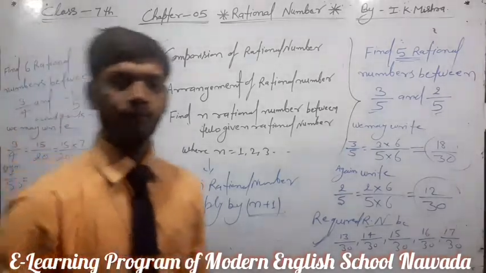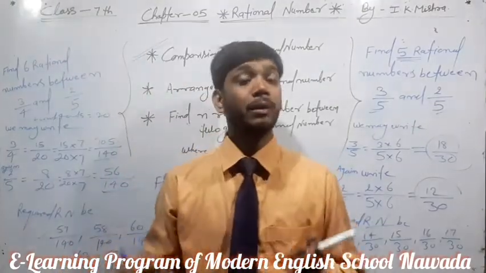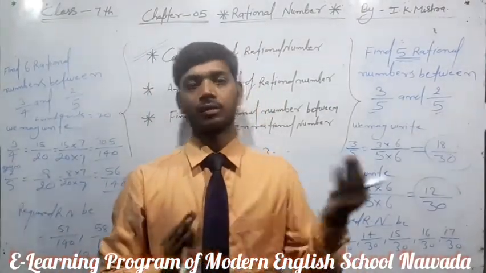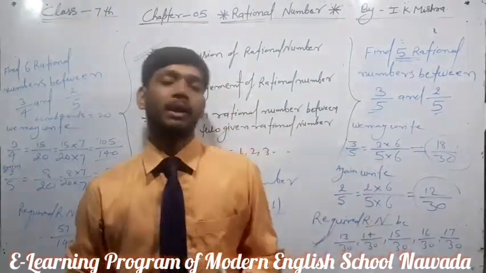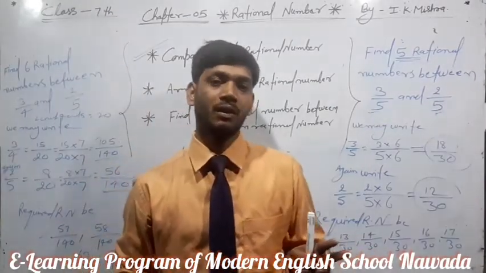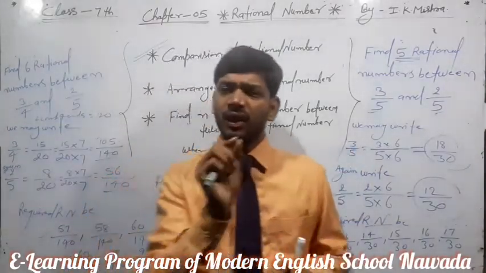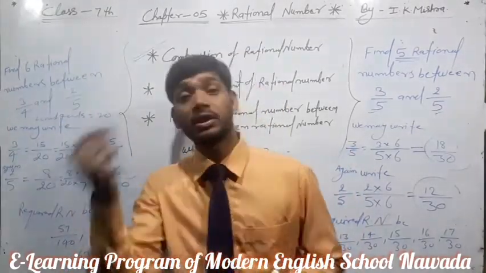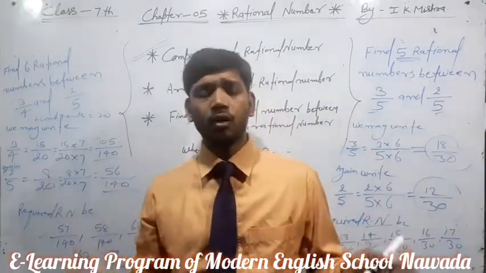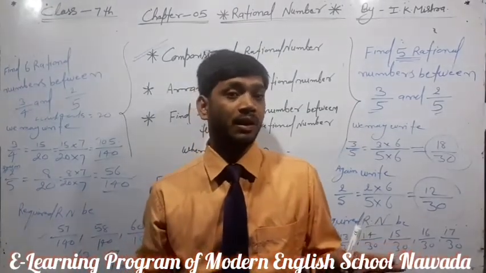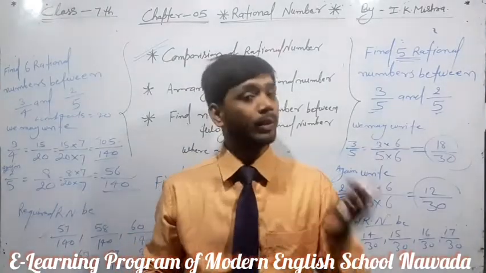Students, notice a very important thing. How many rational numbers can you find between two given rational numbers? Students, you can find infinitely many rational numbers between two given rational numbers, because a line is formed by infinitely many points and each point represents a rational number. Here these are the processes to find n rational numbers between two given rational numbers.